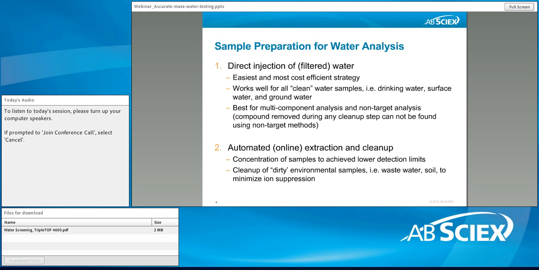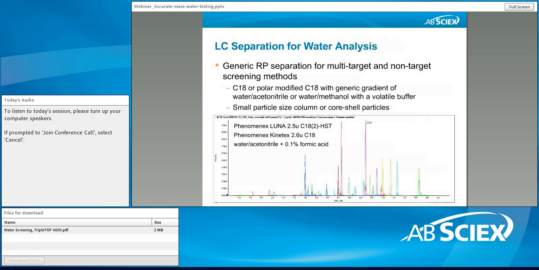If we do not clean up these samples, there's a very high risk that we lose signal because of ion suppression in the ion source. If we think about the LC separation, also here the simpler the better. We want to spread our analytes evenly throughout the chromatogram. We want to efficiently move them away from our matrix components to minimize ion suppression.